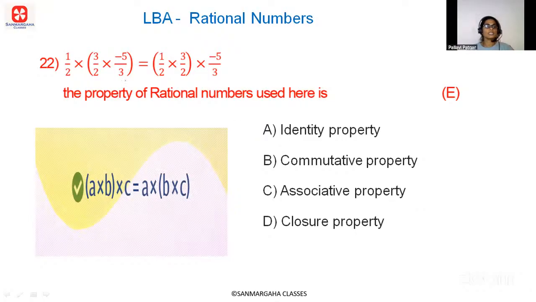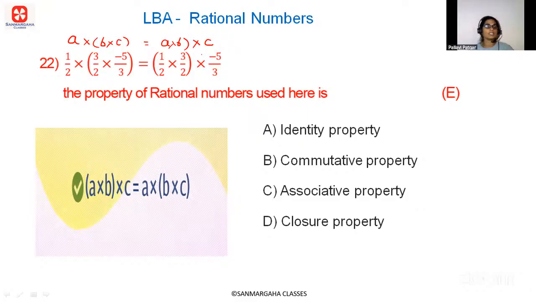So here the given equation follows the general mathematical rule. A into (B into C) is equal to (A into B) into C. So this property is referred to as the associative property.